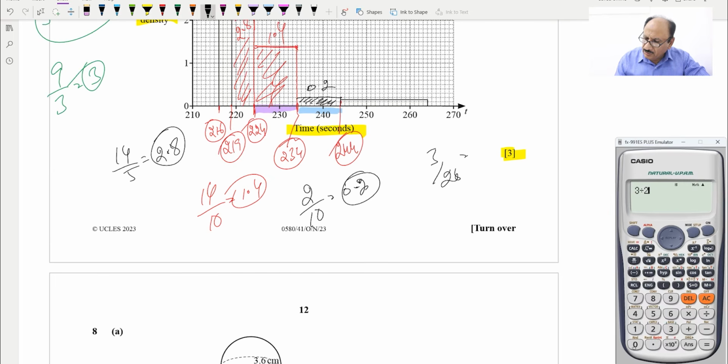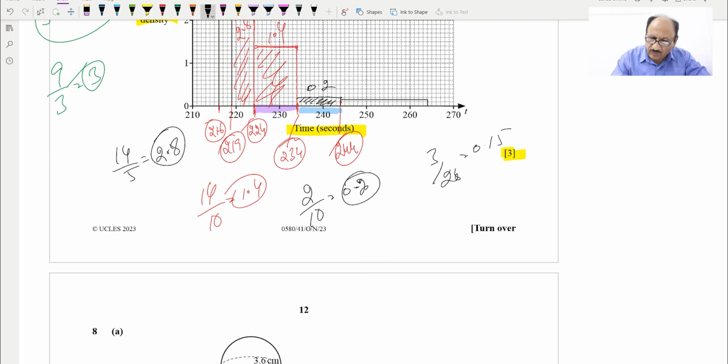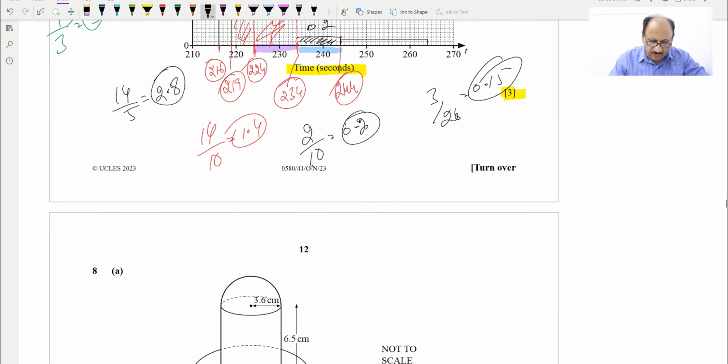3 divided by 20 is equal to 0.15, and they have already shown 0.15. So this is how we can show. This was a 3 marks part which we have done.